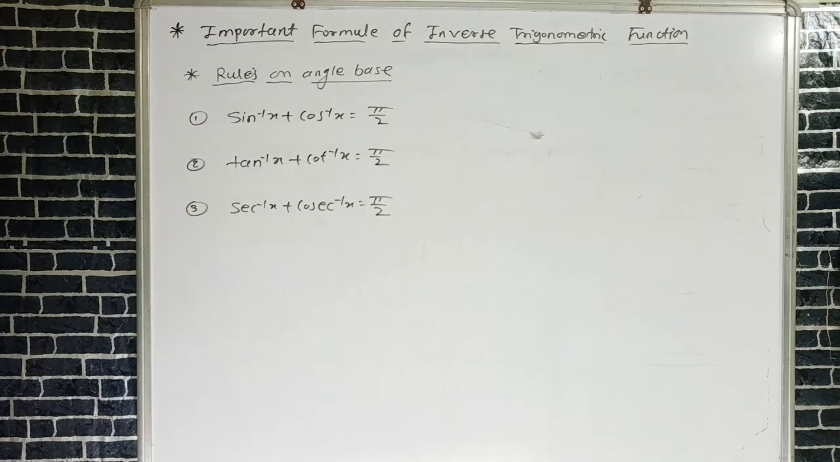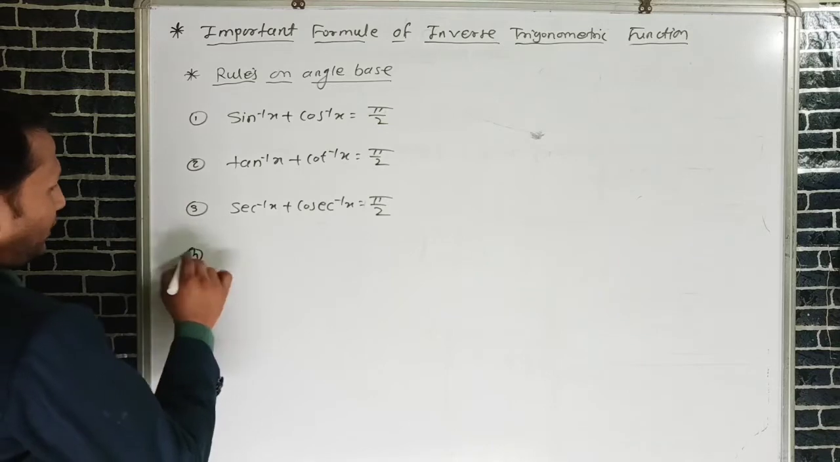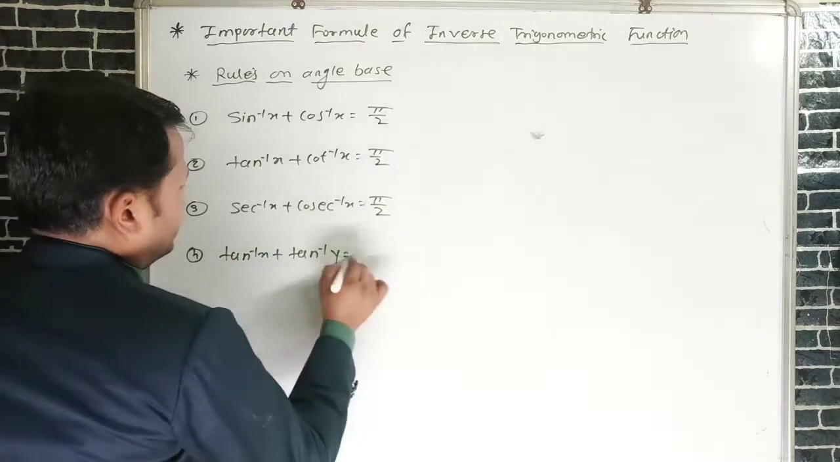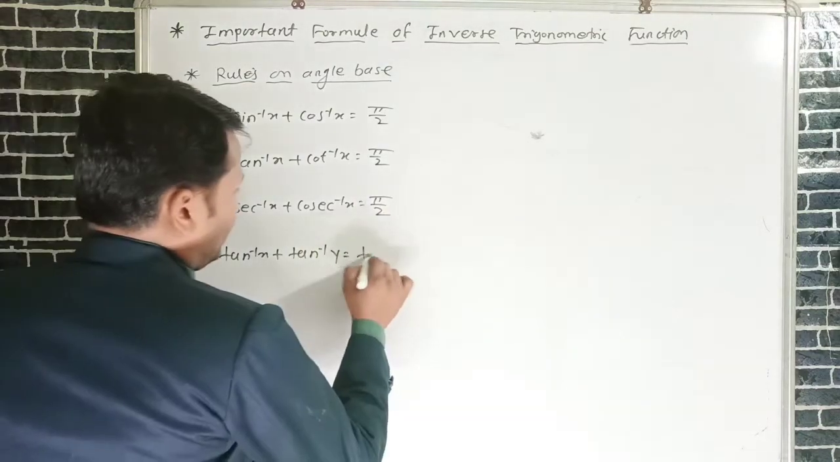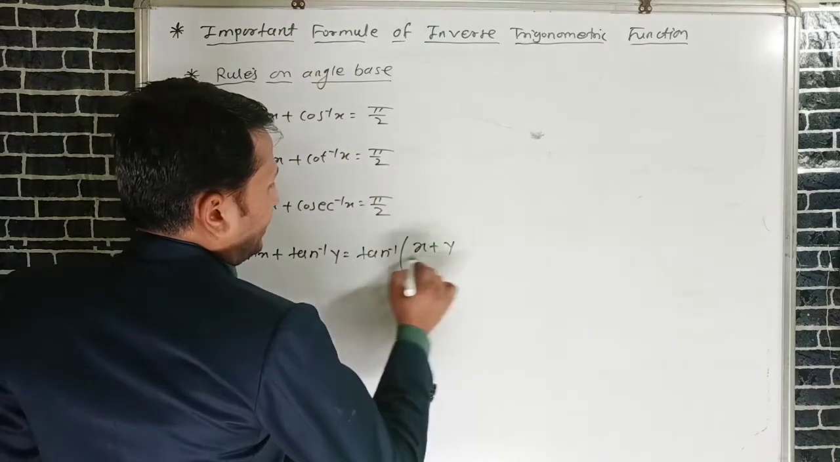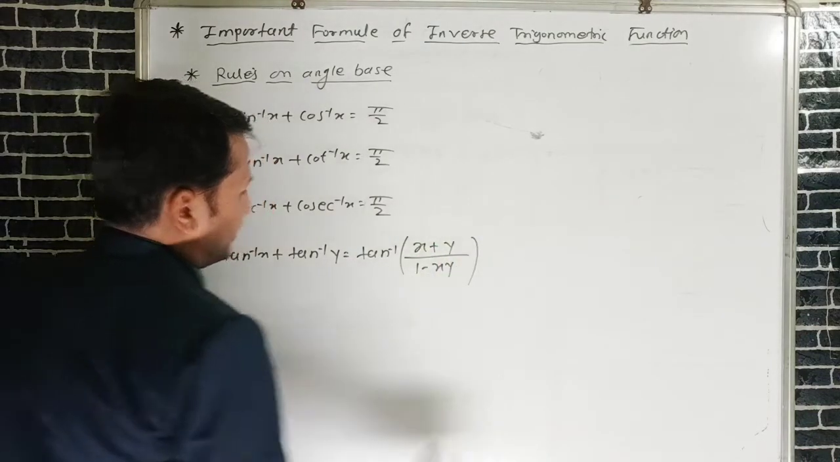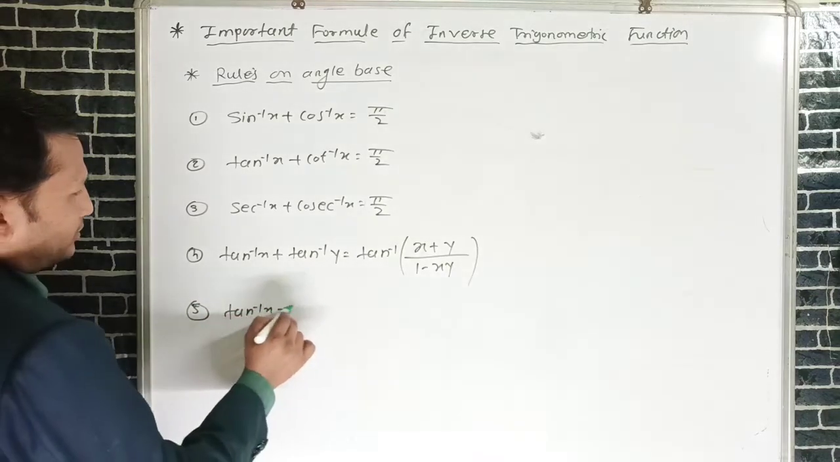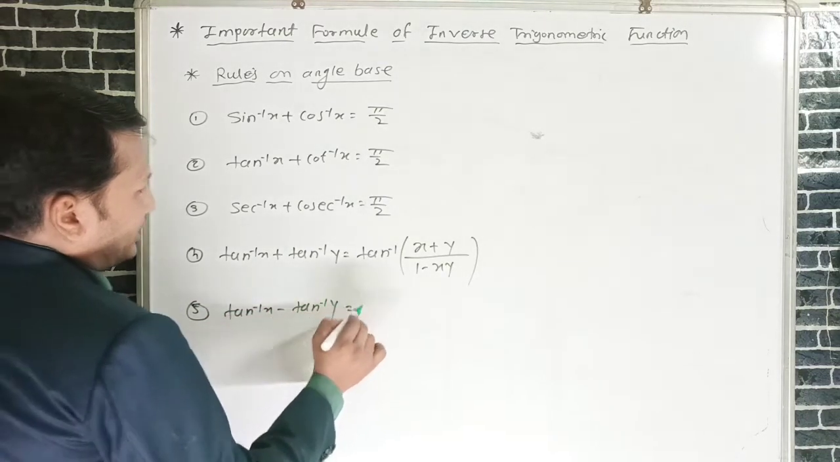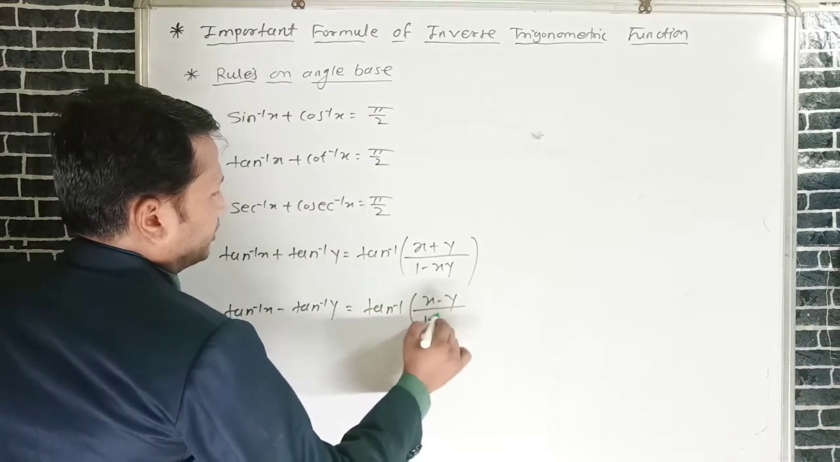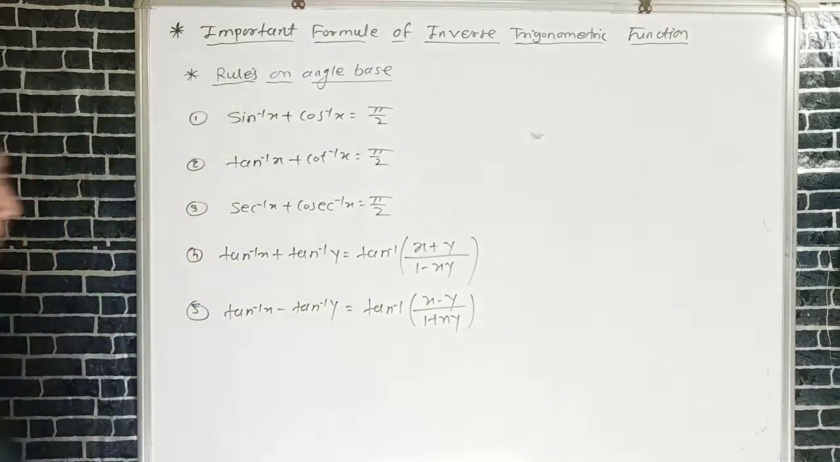After that, the next form: tan inverse x plus tan inverse y is equal to tan inverse of x plus y upon 1 minus xy. And last one, tan inverse x minus tan inverse y is equal to tan inverse of x minus y upon 1 plus xy.